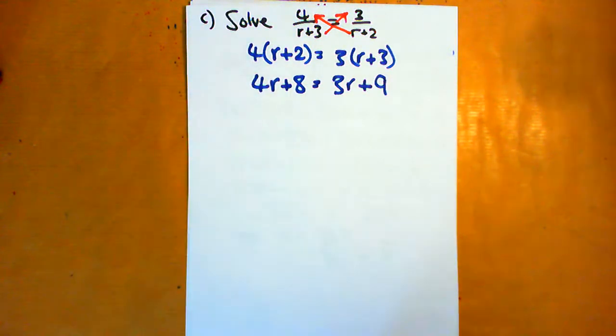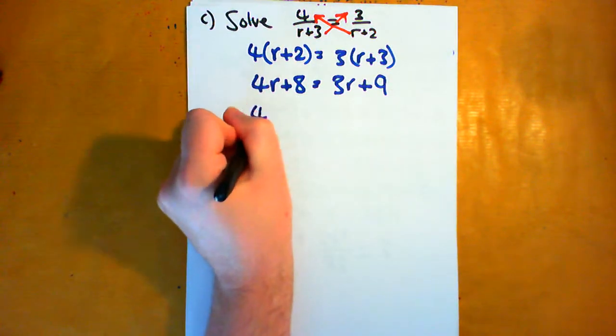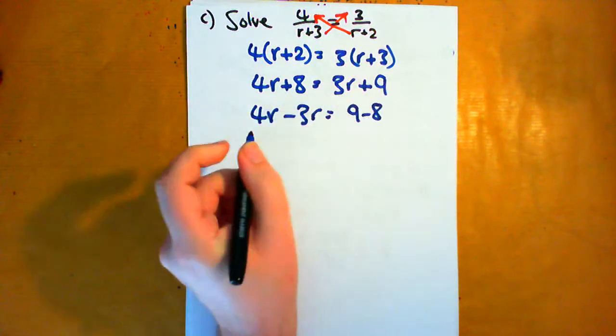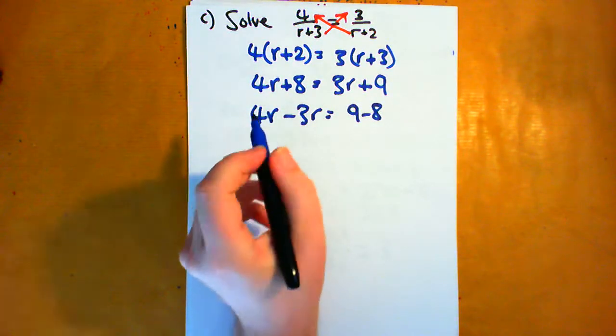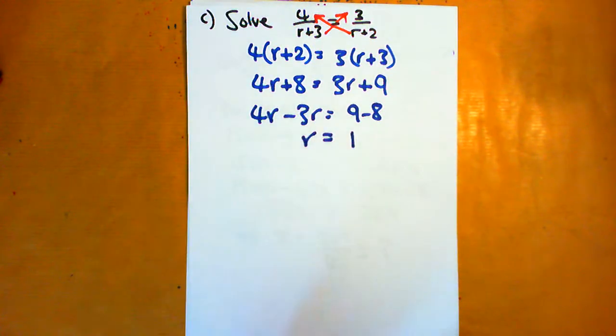Okay, so we need r terms to one side, everything else to the other. So we'll move the 3r to the left and the 8 to the right. So 4r minus 3r equals 9 minus 8. 4r minus 3r is 1r, which is r, equals 1.